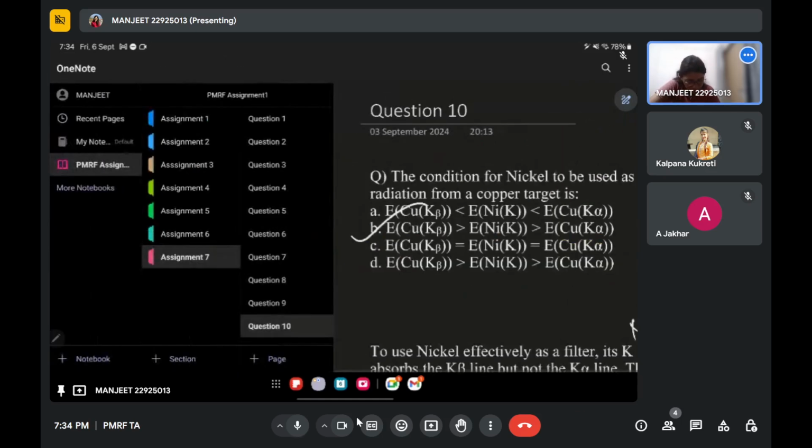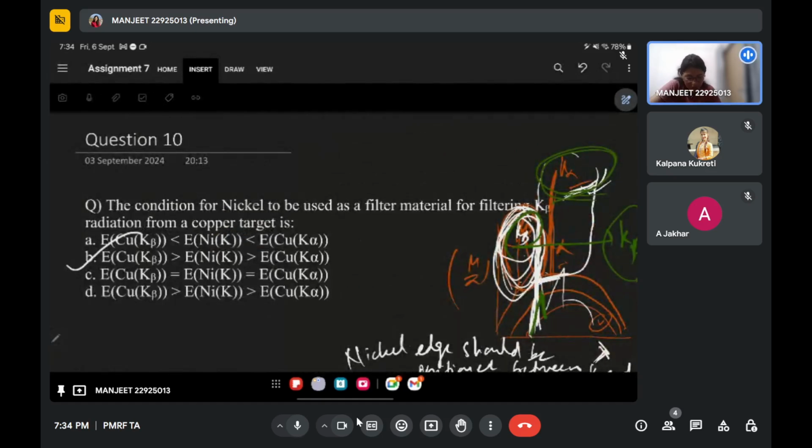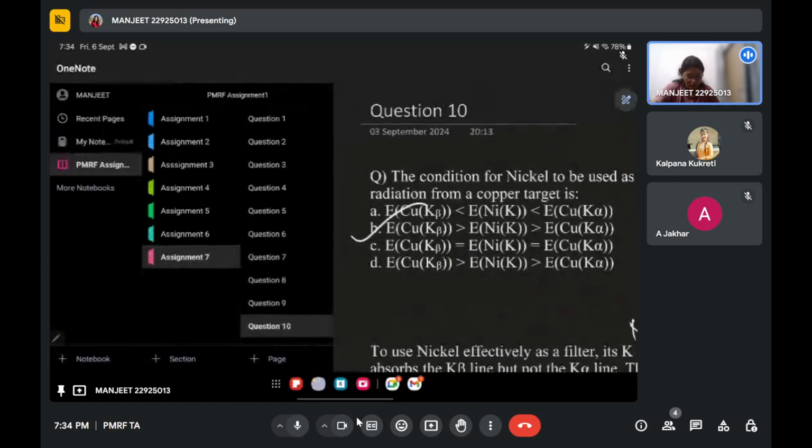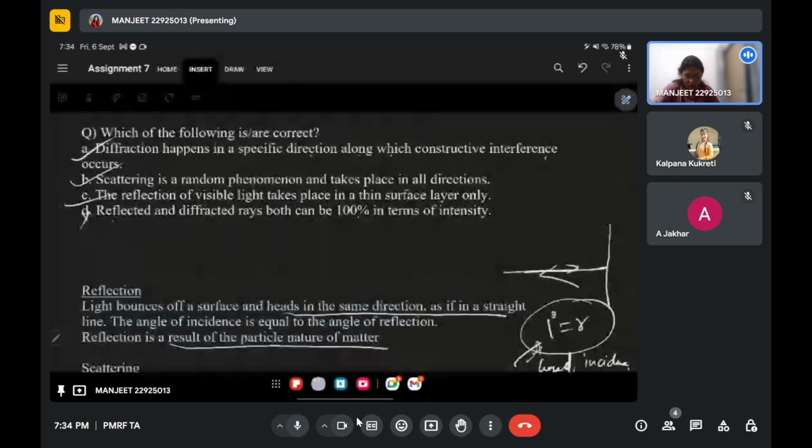Then we discussed how we can choose nickel or another material as a filter for different radiation. If a crystal produces different characteristic peaks but we need only one peak, how do we filter out the others? The absorption edge energy should lie between them, so that it absorbs the lower wavelength radiation, and we remain only with the higher one. This is how filtration or the monochromator works.